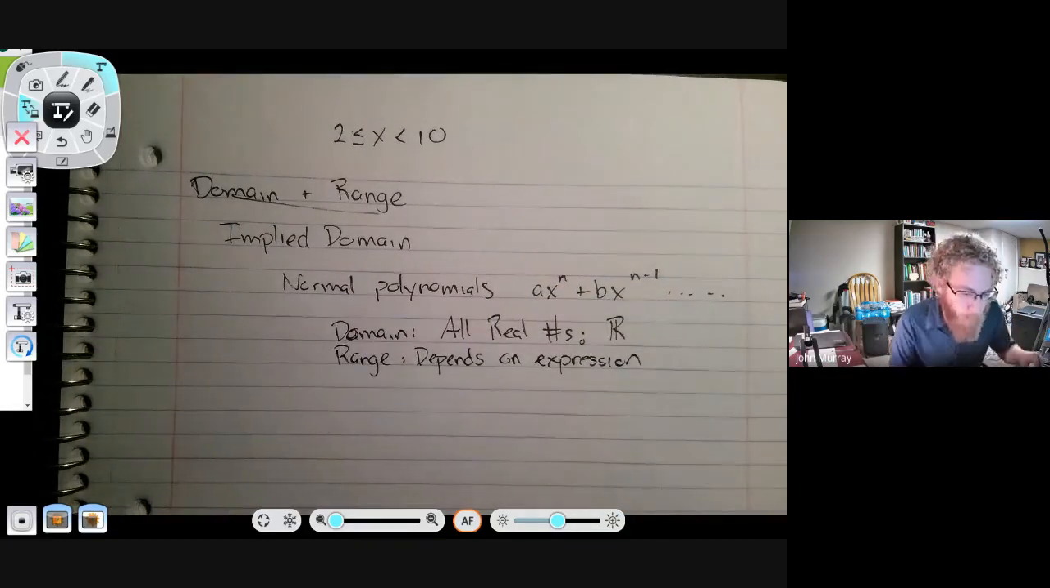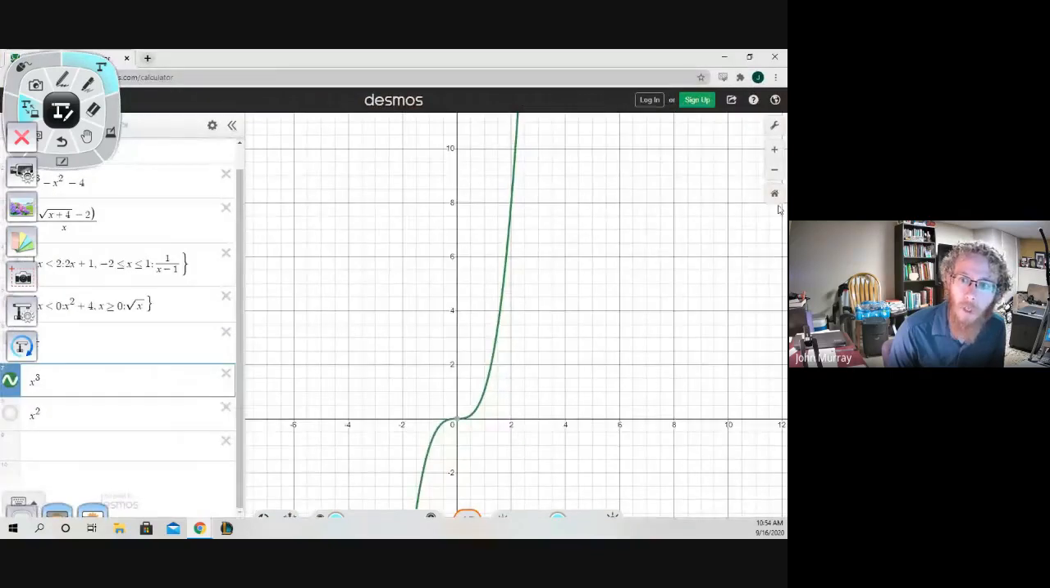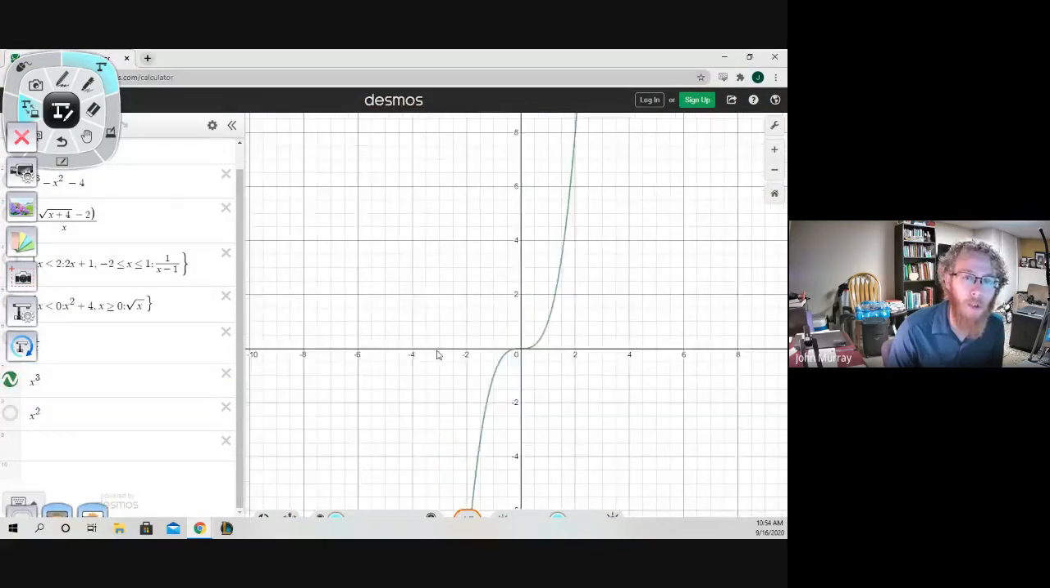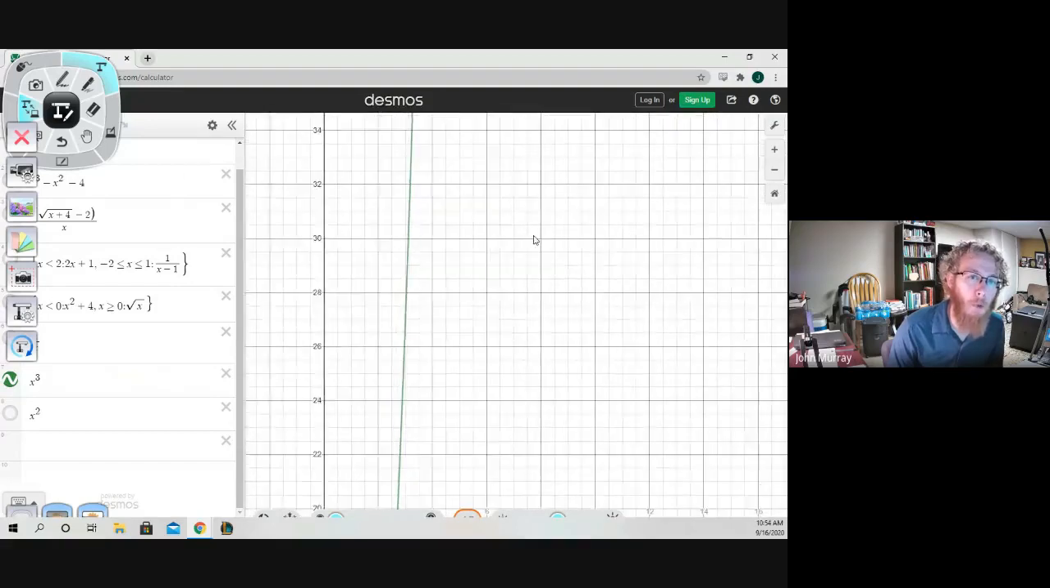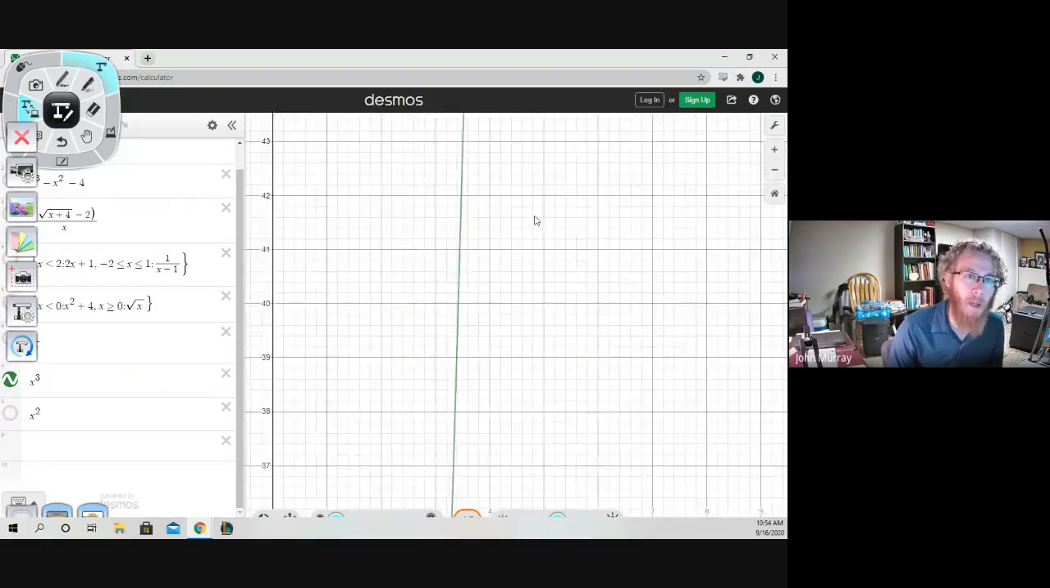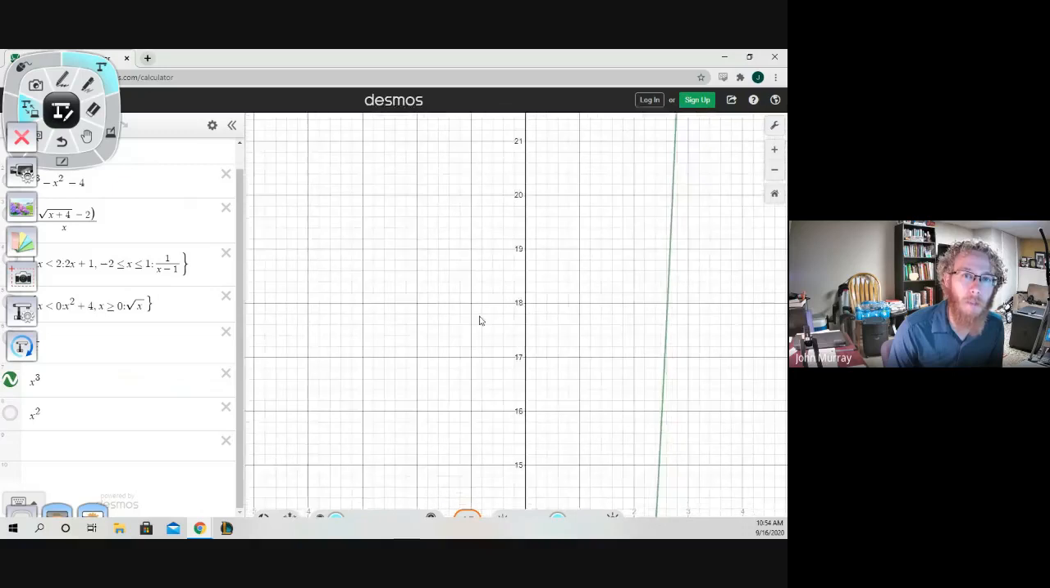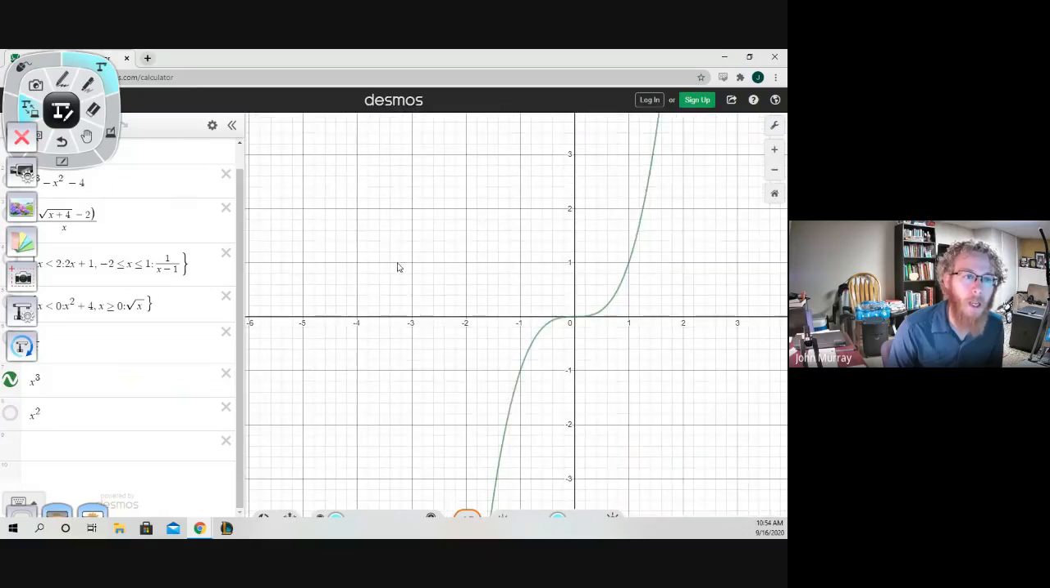Real quick, we'll talk about this more tomorrow when we have a little more time. If I had something like a linear function, like we saw this week, or something like x to the third, my range is also all real numbers. It goes all the way up, and it would be the same for going down.